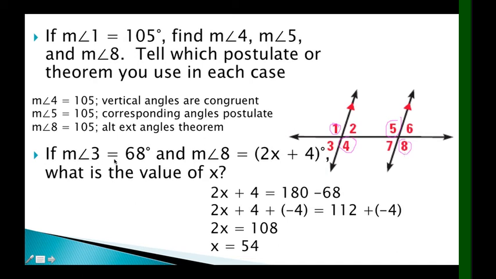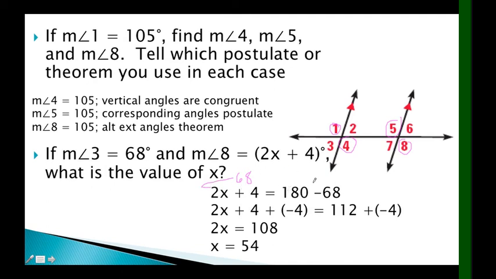If measurement of angle 3 is 68, let's say this is 68, and the measurement of angle 8 is 2x plus 4, what is the value of x? Okay, so 3 and 8 are, okay, the addition of 3 and 8 are supplementary. So we have the 2x plus, okay, parang kulang ito. So sige. The addition of 68 plus 2x plus 4 is 180.